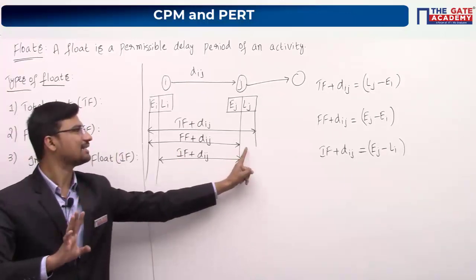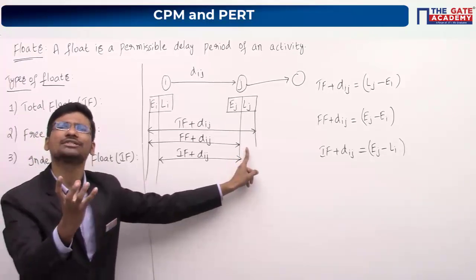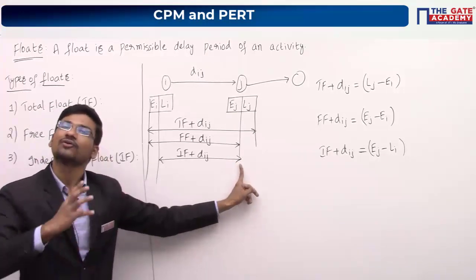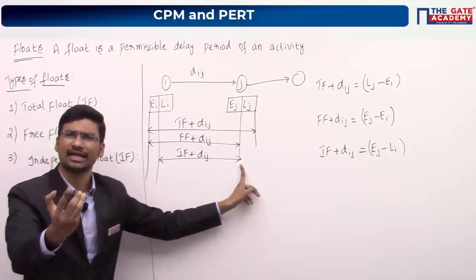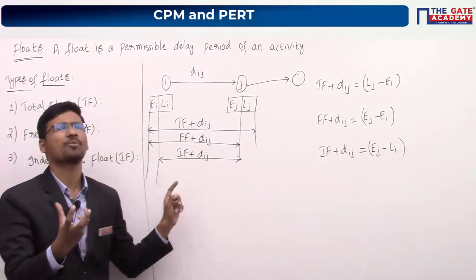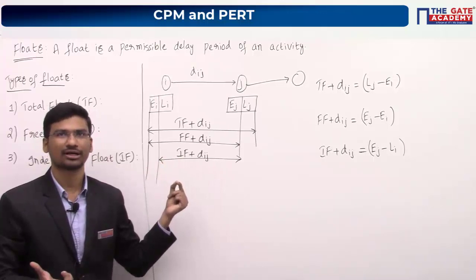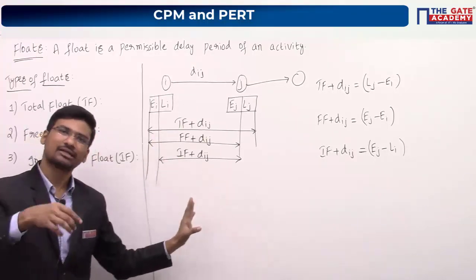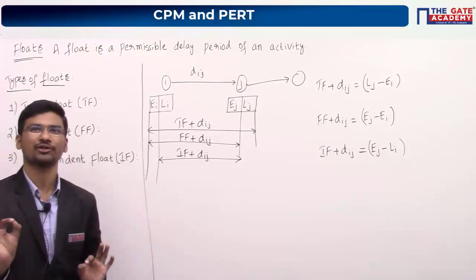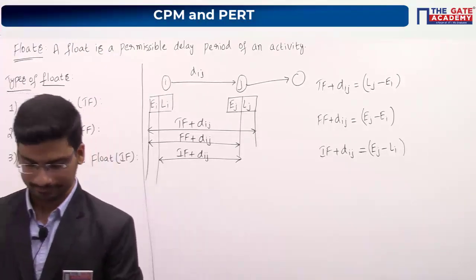You should not affect the earliest start time of the succeeding activity. Without affecting the earliest start time of the succeeding activity, how much you can delay this activity, that delay period is free float. Here also, without affecting the earliest start time of the succeeding activity, assuming that your preceding activity has been completed at latest finish time, how much you can delay this particular activity, that is your independent float. So copy these things, I will dictate the definitions, then we will solve numericals, and it will be very clear after solving numericals. Please let me know after copying this, if you are done.